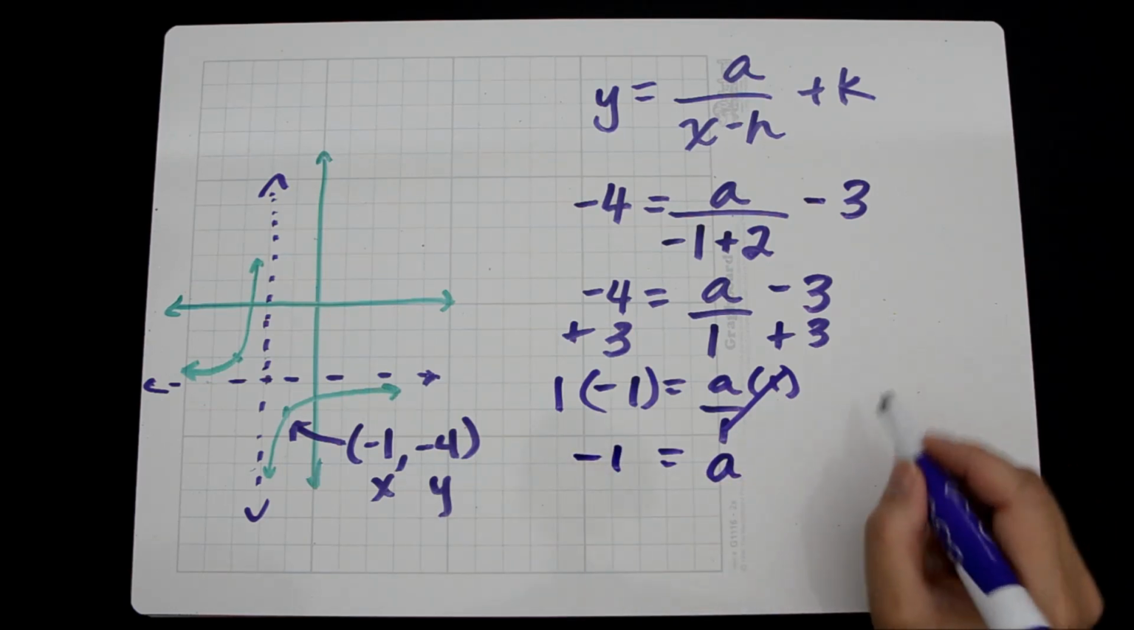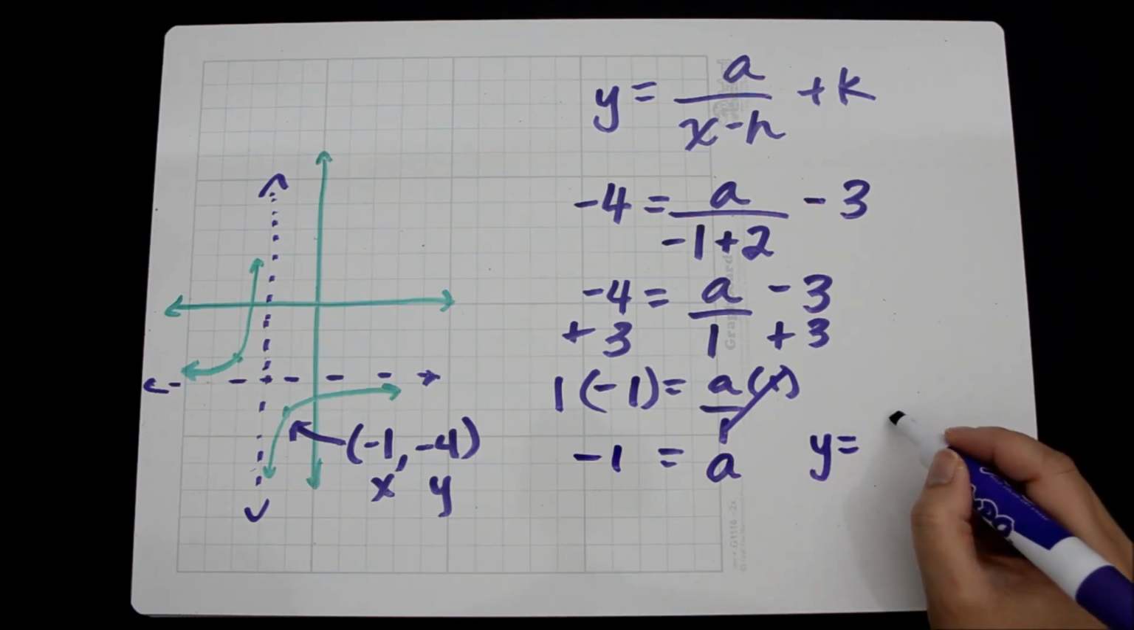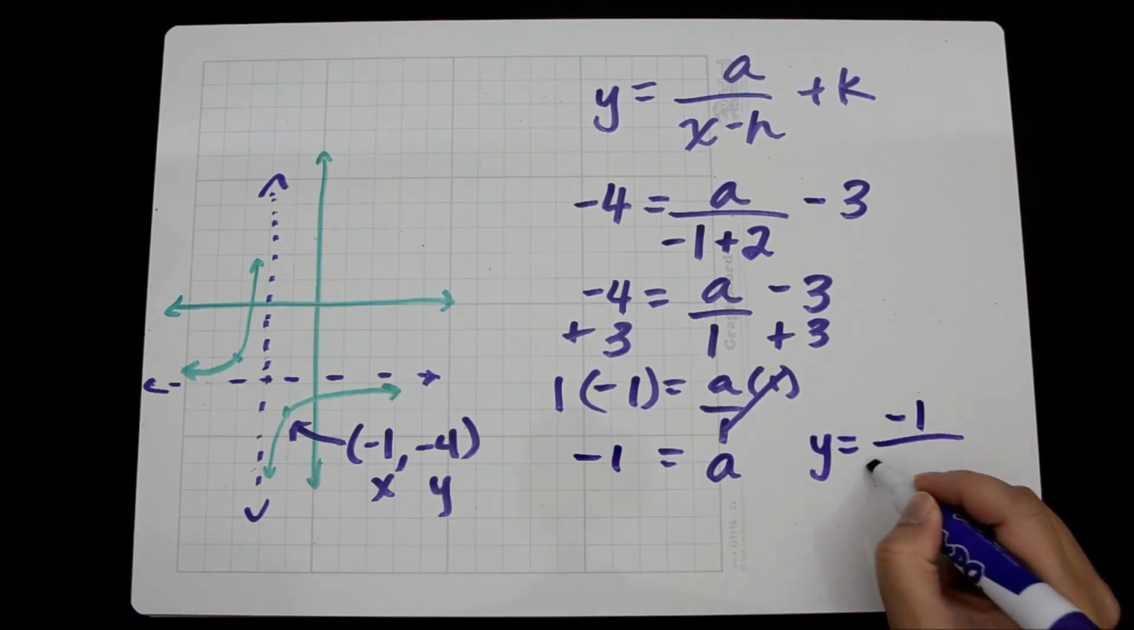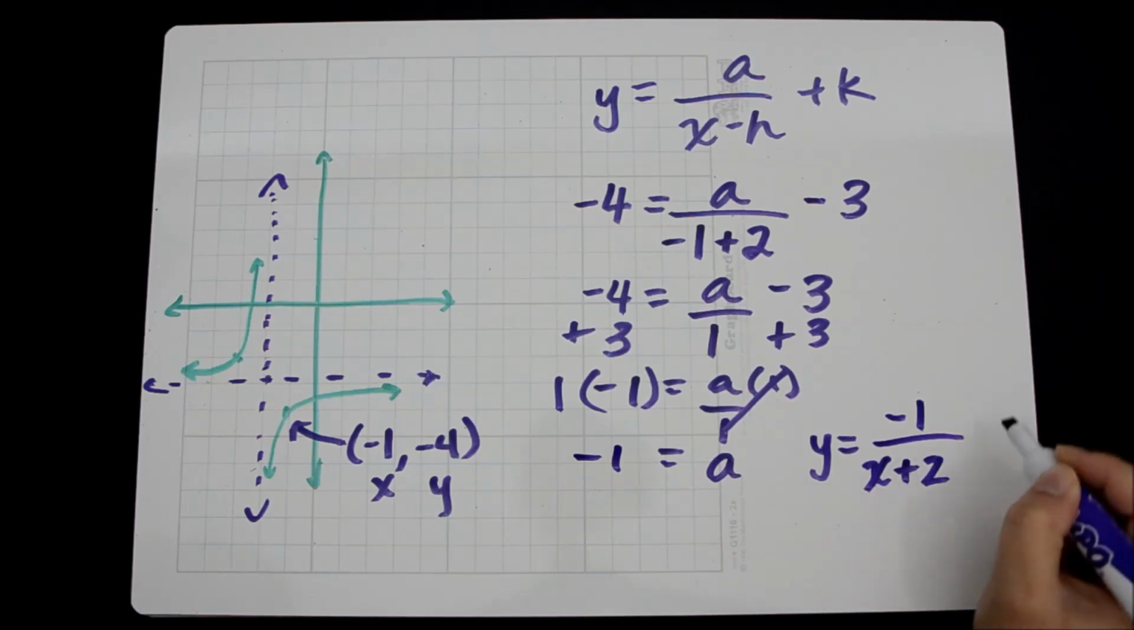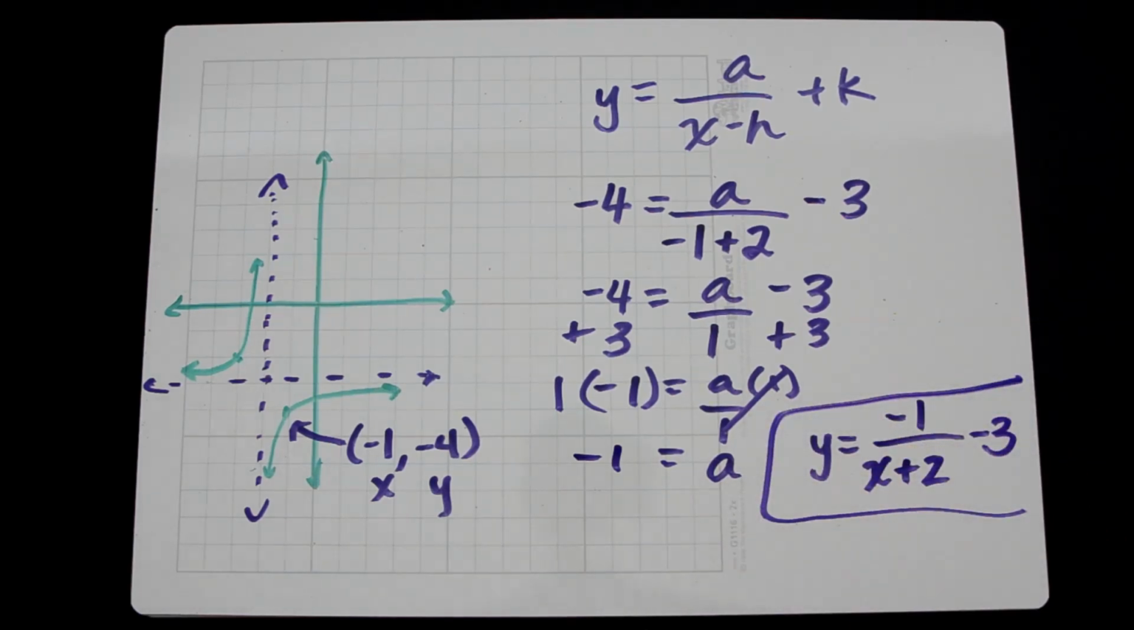So I'm going to rewrite this off to the side. We're running out of room here. Our function is going to be y equals -1 over x plus 2 minus 3. And that's the rational function of this graph.